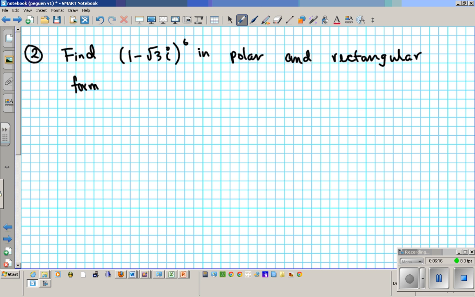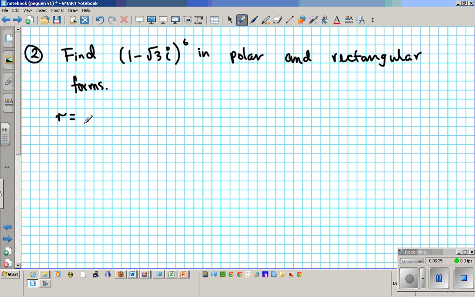Alright. So in order for us to do this, we're raising this to the 6th power. We need to convert it to polar form first so we can use De Moivre's theorem, okay? So polar form needs r and theta. This is rectangular because this is x and y, or a and b. So let's find r first.